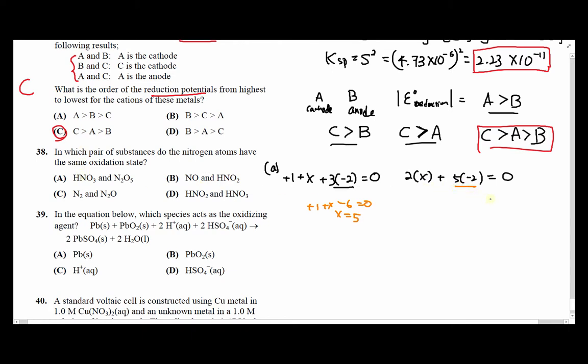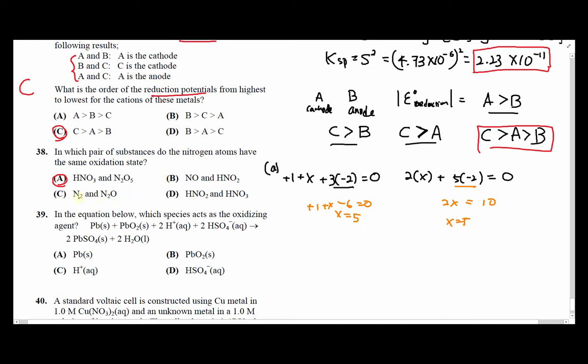And we form 10 here, -10. But if you push that to the right side, I have +10 and 2x. X has to be 5. Oh, so we have the answer. Both the oxidation number of nitrogen in the first molecule and the second molecule are identical. It's 5 and 5.